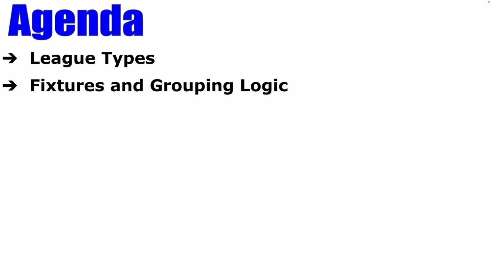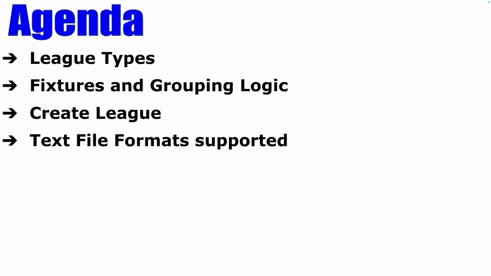We'll see how the system works through producing the fixtures and grouping logic. How does the system really go about grouping the number of players that you provide for building your league? How do you go about creating a league on the website? We'll then look at all sorts of different text file formats supported on the website. We'll then look at the life cycle of a league.